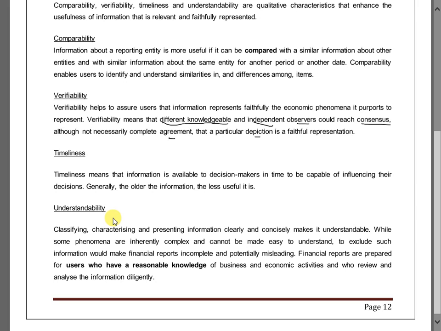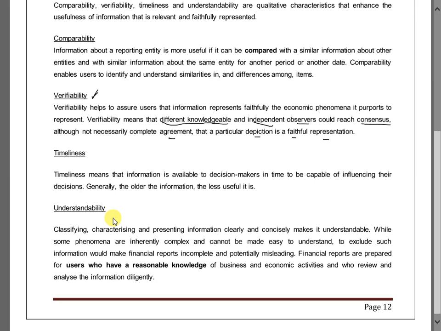In a particular depiction of faithful representation, for example, a certain figure. When it comes to financial statements, there is a lot of judgment, a lot of estimation: provision, depreciation, bad debt, all these are provision estimation. If different knowledgeable, independent observers can come to an agreement, yeah, this figure is acceptable, then this figure is verifiable. It's like an invoice. I say I got sales of 1 million. Yeah, this is my invoice, 1 million. So this income is verifiable. But of course, when we talk about estimation, if the majority agree to the estimation, okay, verifiable.